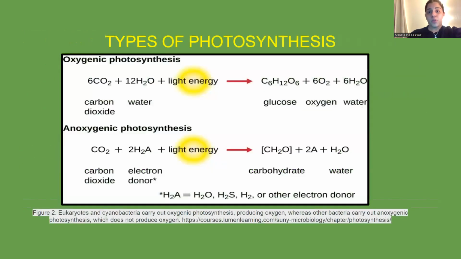There are two types of photosynthesis: oxygenic photosynthesis and anoxygenic photosynthesis. In oxygenic photosynthesis, oxygen is released and it takes place in plants, algae, and other specific types of bacteria. In this type of photosynthesis, water acts as an electron donor. In anoxygenic photosynthesis, light energy is converted into chemical energy and oxygen is not produced.